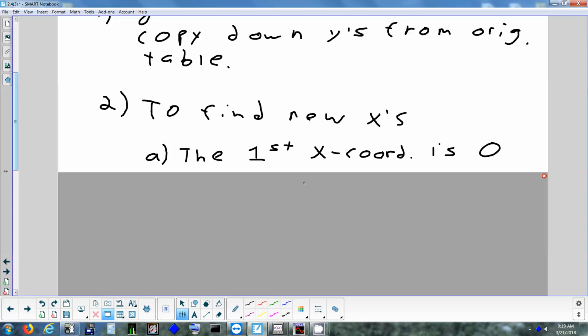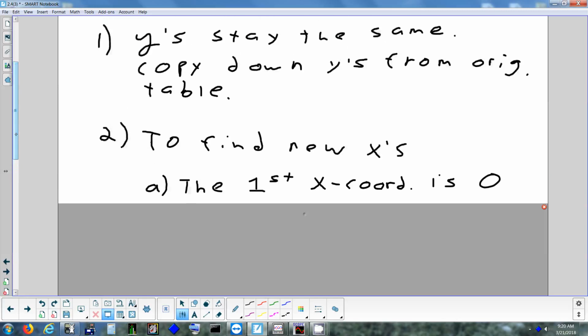The 0 is going to stay right where it is. It's not going to stretch or compress at all. Everything after it is going to stretch or compress. All right. So, it's going to start at 0.